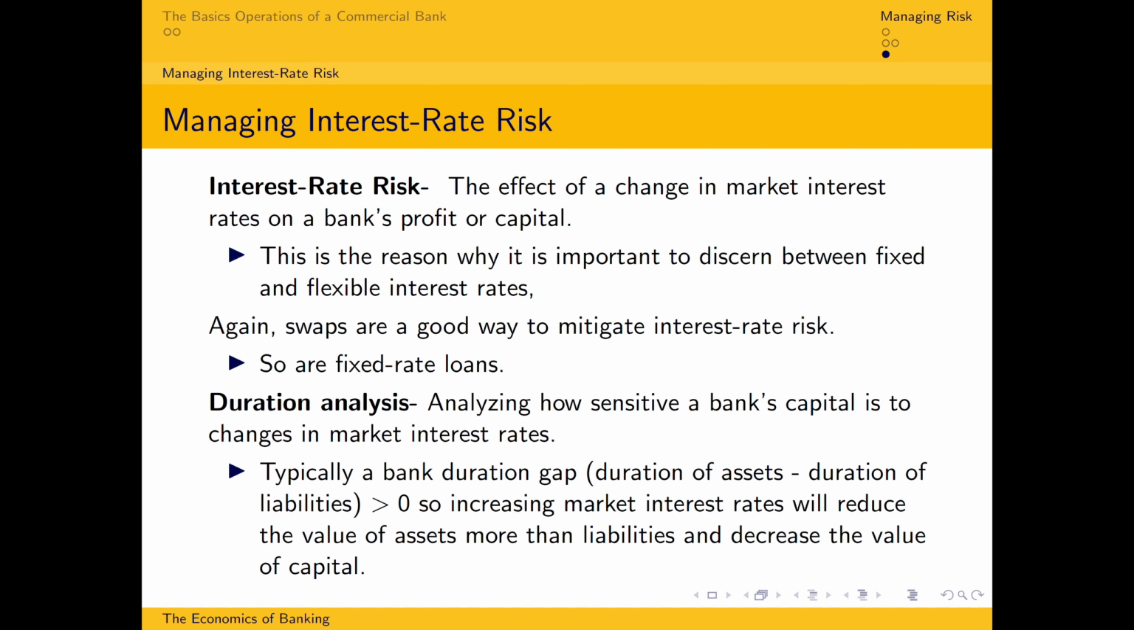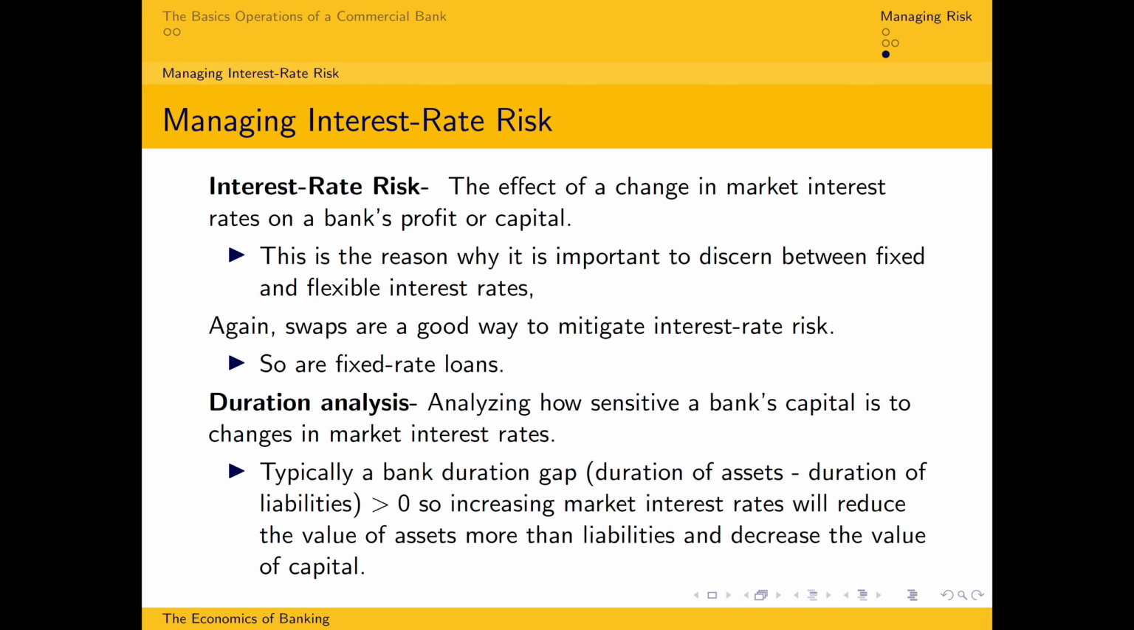Now, the final type of risk that commercial banks have is interest rate risk, which is just the risk that a change in market interest rates has on a bank's profit or capital. And this is especially important to look at when looking at a bank's balance sheet, because on the balance sheet, they'll always break up their interest assets into fixed rate and flexible interest rate income. And the fixed rates are a lot safer for a bank because they know what they're going to get. The only risk that they have associated with a fixed rate is default risk. However, with flexible rates, they expose themselves to interest rate risk.